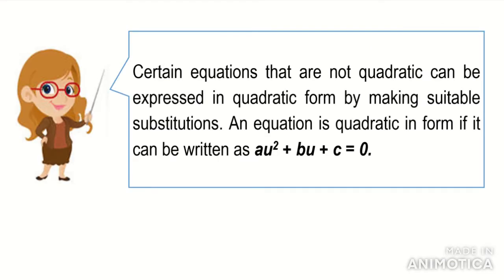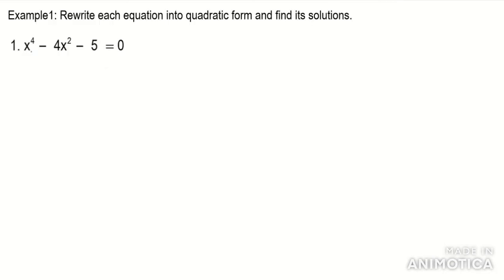Now, certain equations that are not quadratic can be expressed in quadratic form by making suitable substitutions. An equation is quadratic in form if it can be written as au squared plus bu plus c equals 0. Let's have some examples. So you write each equation into quadratic form and find its solutions.